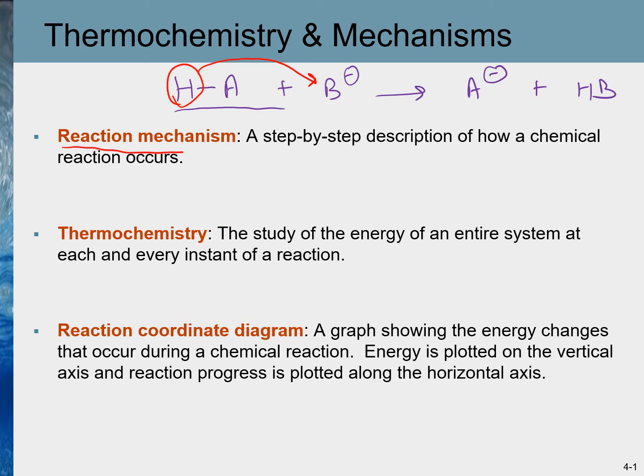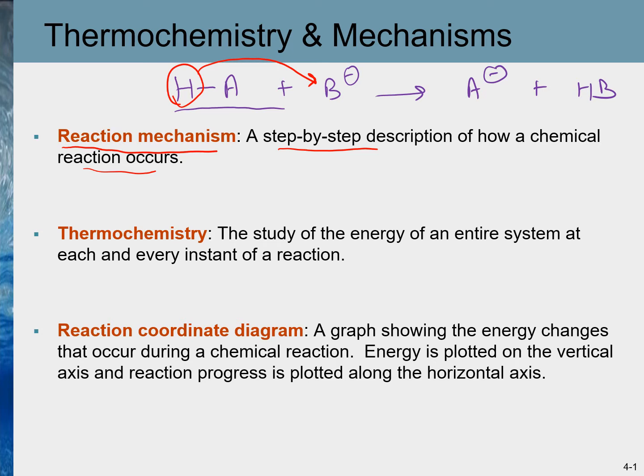Reaction mechanism describes in detail how a reaction occurs. Or in other words, it is a step-by-step description of how a chemical reaction takes place. Reaction mechanism will describe which bonds are broken and which ones are formed, and it will also tell us the relative rates of various bond breaking and bond forming steps.